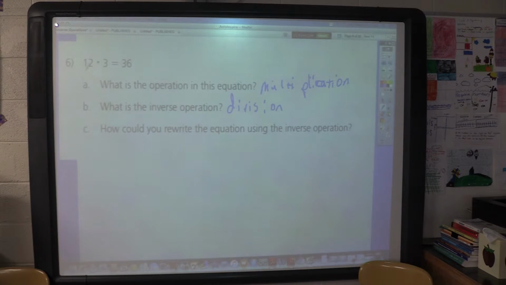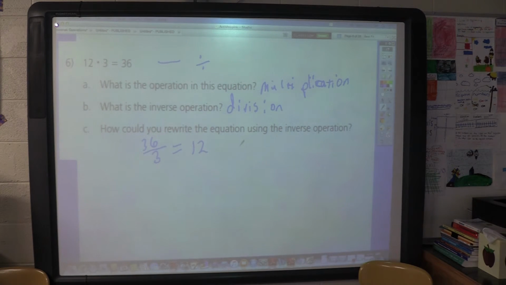Okay, here I'm going to take these two factors in this product, and I'm going to rewrite the situation using the division symbol. Now, there are different division symbols I could use. I could use a fraction bar. I could use the traditional division symbol like that. I think just to show off, I'm going to use the fraction bar here. So I'm going to say that 36 divided by 3 equals 12.